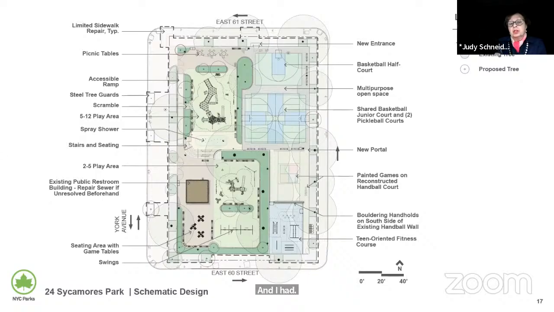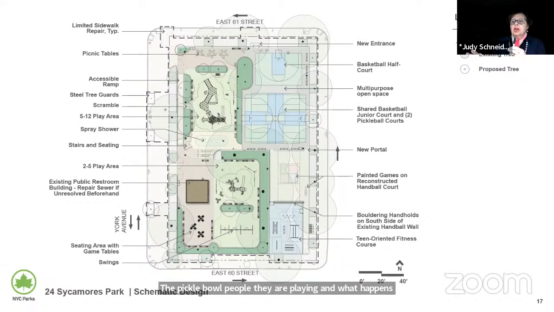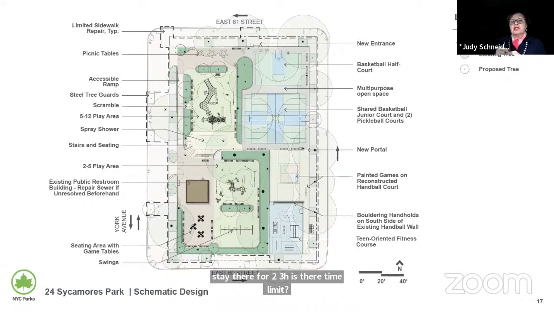And I had one other question. So now we're going to have pickleball courts, and we're going to have handball courts. The pickleball people are playing, and what happens if, or vice versa, the handball people are waiting to play? How does that work? Do the pickleball people stay there for 2, 3 hours? Is there a time limit? Do they switch back and forth? Are we going to have some kind of signage?